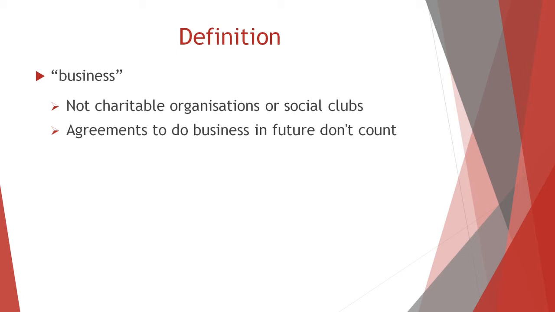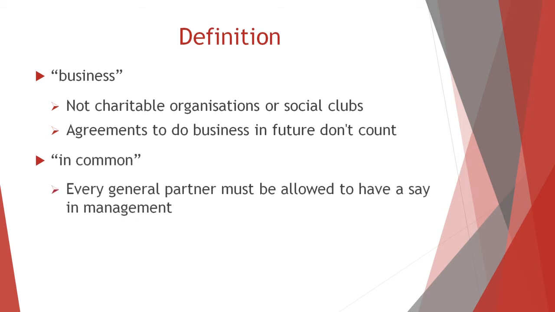The business must be carried out in common. This means that every general partner must be allowed to have a say in management, and if kept out of the management, they will have a right to dissolve the firm, unless the partnership agreement limits their right to manage. The ownership of property in common does not of itself constitute a partnership. A supplier of goods to a partnership, for example, would be associated with the partnership, but would not be a partner himself. Also, unrelated joint owners of a building will not be liable for each other's debts.